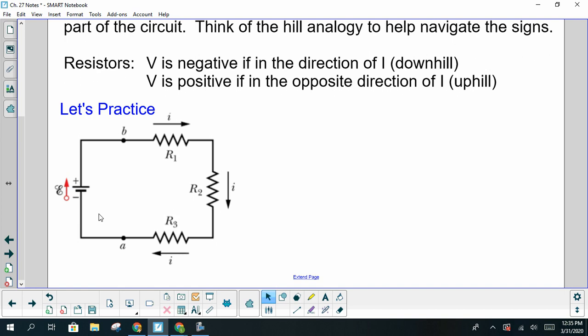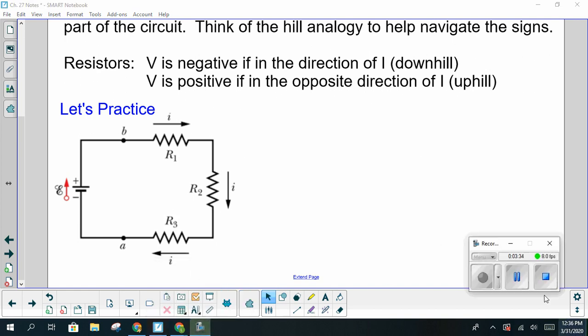So at this time, I'm going to ask you to pause the video. I'm going to ask you to start at point A, and let's all go around the loop with the direction of the current. So we're going to traverse this loop in a clockwise direction, and I'd like you to try to write an equation that represents the potential difference across each of the components, the EMF, resistor 1, resistor 2, and resistor 3, around the entire loop. So pause the video now, give that a shot, and I'll come back in just a moment to help you with that.